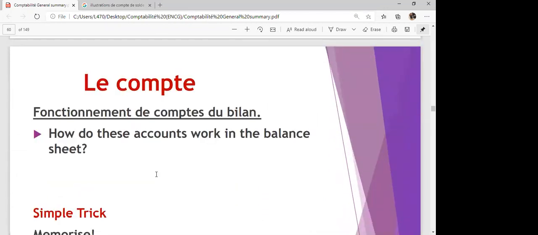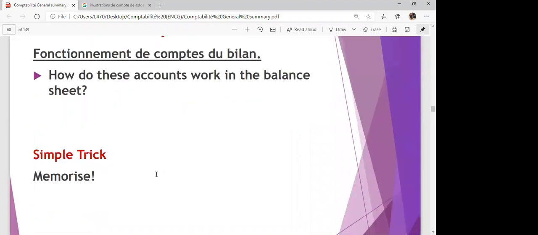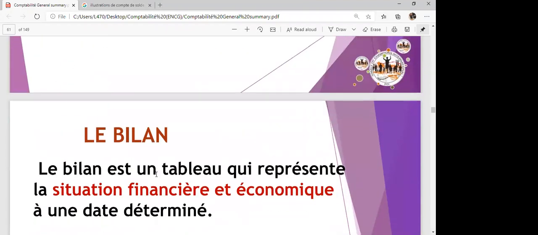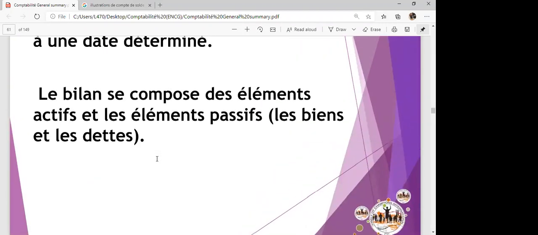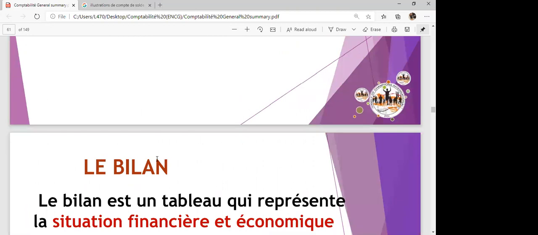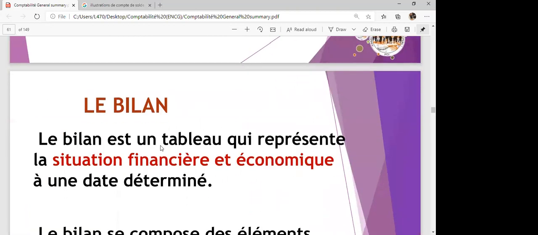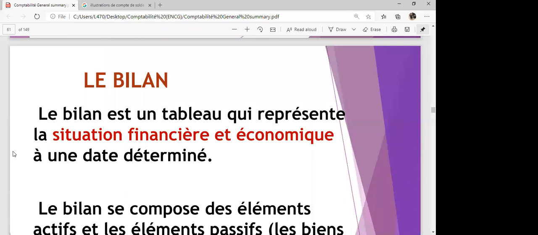So, fonctionnement des comptes de bilan. To teach this, I really need that small red book. Okay, here it is. So we're going to look at the bilan now. In English, the balance sheet.